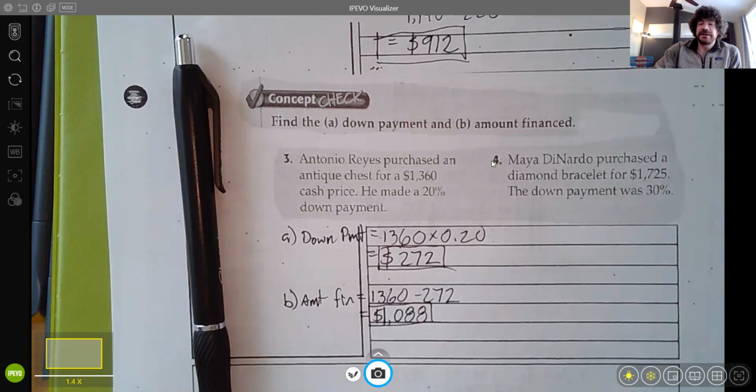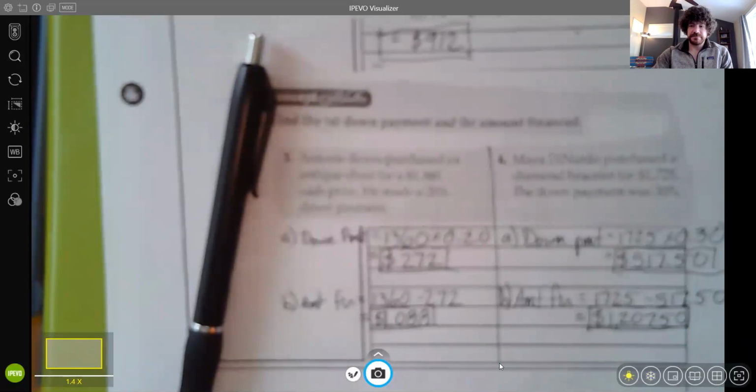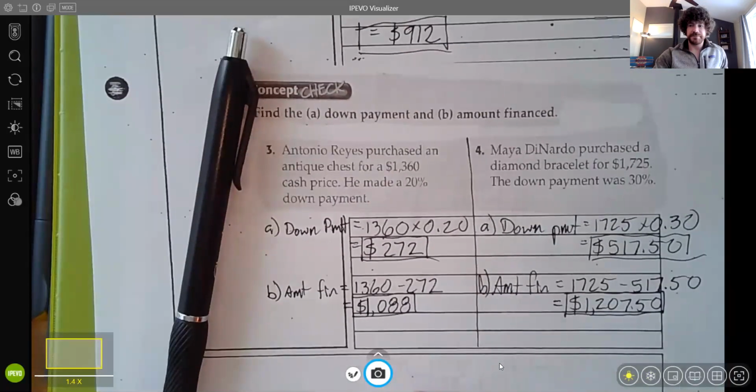All right, so does anybody have any answers about the amount financed or the down payment for number 4? So $517.50 for the down payment and $1,207.50 for the amount financed. I like it. Got some more beeps. All right, there they are.